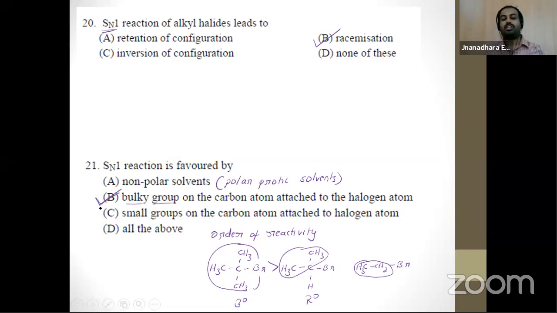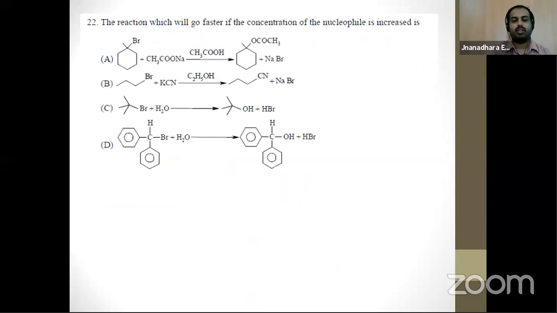So please don't miss out on these easy questions. Be careful. Bulky groups are the ones which favor the SN1 mechanism. Let me now go to question number 22. This was a question in one of the previous year's NEET papers. It looks difficult, as though some high-end compounds not in the syllabus are given. No, it's easy. Focus on the substituent.